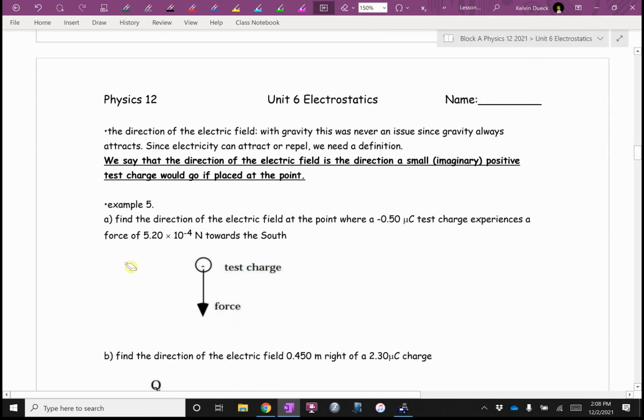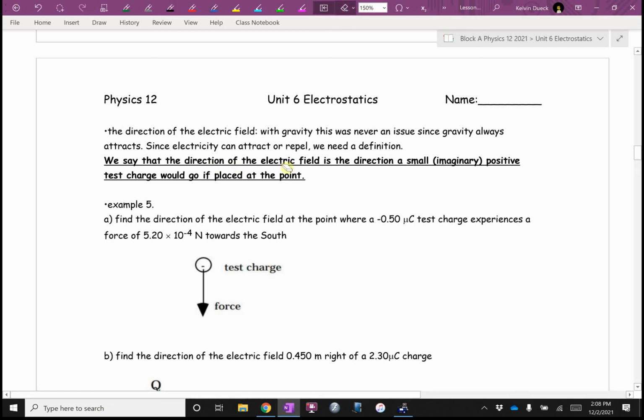So I wrote here, the direction of the electric field, well, with gravity, it was never an issue. Down toward the center. With charges, like charges repel, and so stuff can fall up. So I did it in bold font and underlined. You're going to have to memorize this. Put a star next to this, whatever you need to do. This is how we determine the direction of the electric field.